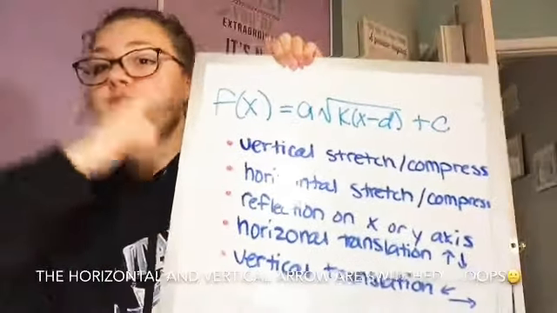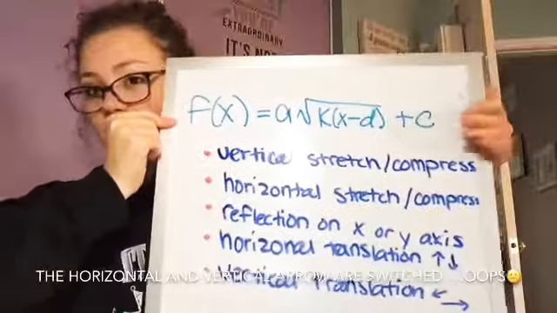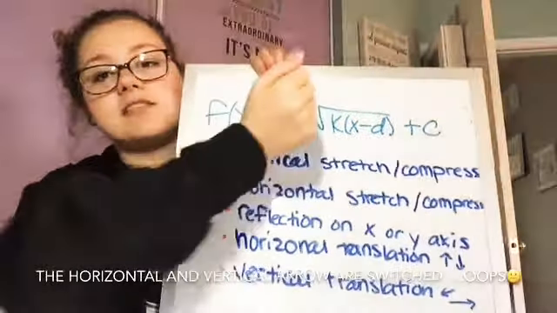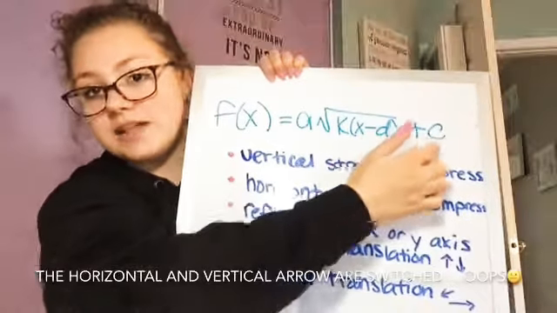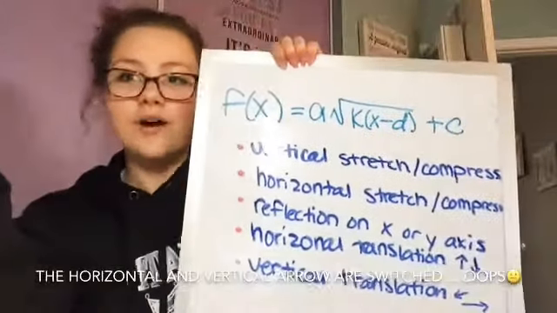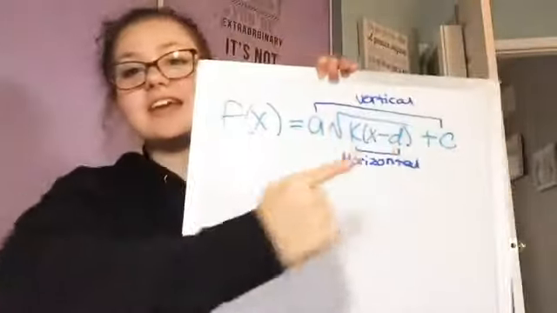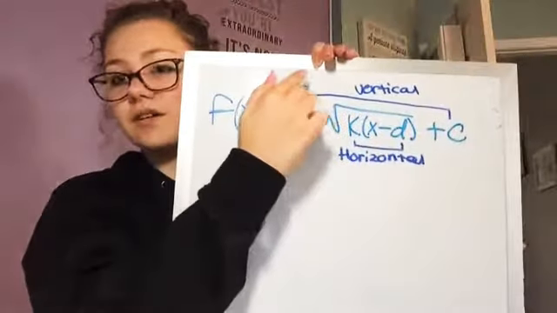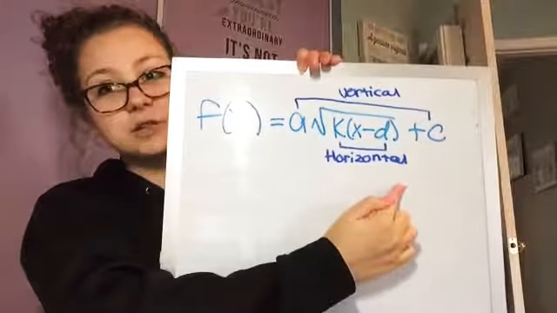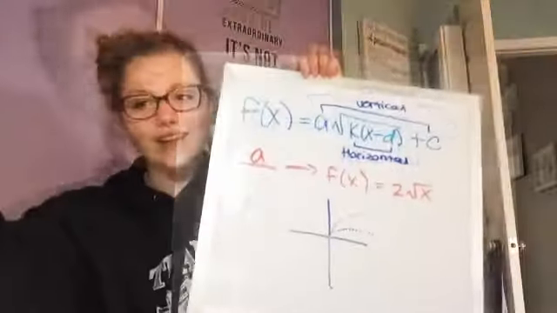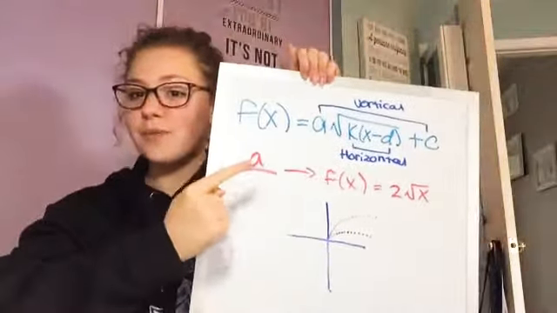So to start, the formula for the square root function is f of x equals a square root of k x minus d, plus c. Now, you might be thinking, what do all these letters mean? So the a and the c affect the square root function vertically, and the k and the d affect the square root function horizontally. Okay, so first we're going to start with our a value.